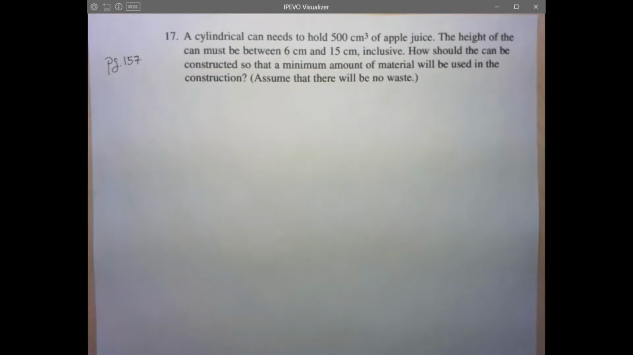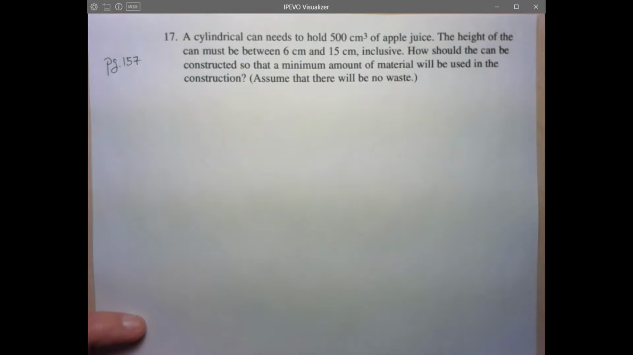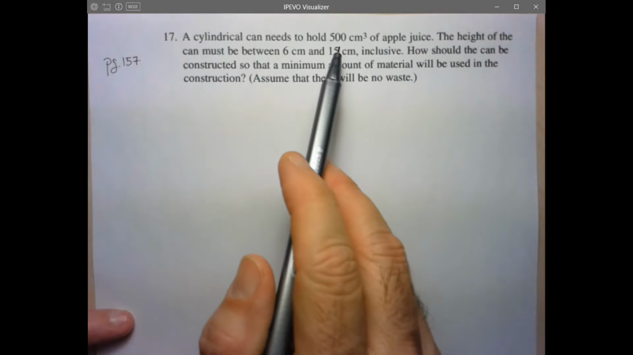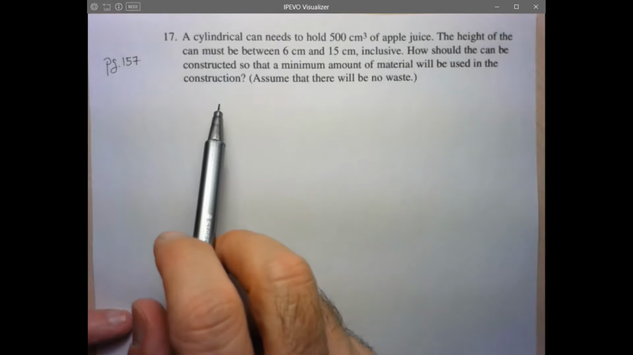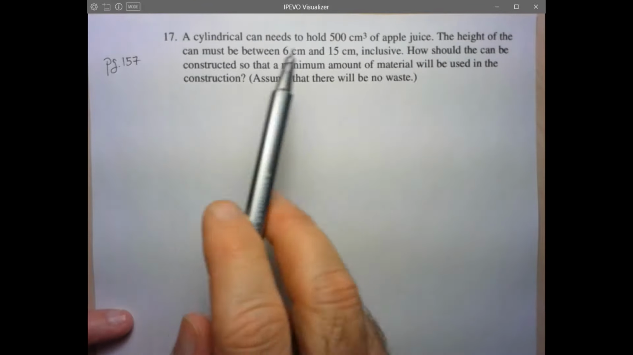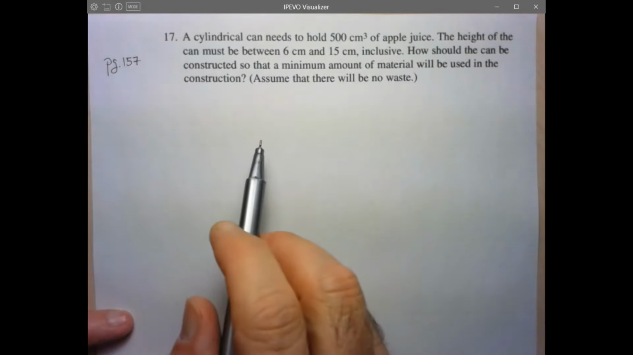Hi folks, we're going to take a look at page 157, number 17. So here we have a can that needs to hold 500 centimeters cubed of apple juice, so it's cylindrical. And it gives us a constraint on the height. It tells us the height must be between 6 and 15 centimeters.